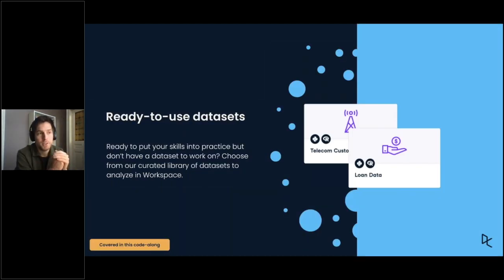Some key features that are super interesting when working with Workspace are, first off, ready-to-use datasets. What we typically hear from people is they don't really know how to get started. They want to start on a project, but they're looking for an interesting dataset to analyze to begin with. What we did was create a curated list of datasets that is very easy to get started from, very easy to set up in Workspace, so that you can just focus on writing the code and analyzing the data. And this is something we'll cover in the Codealong right after this.